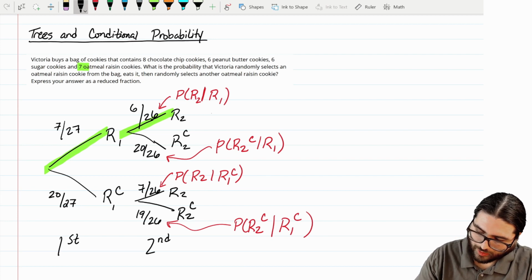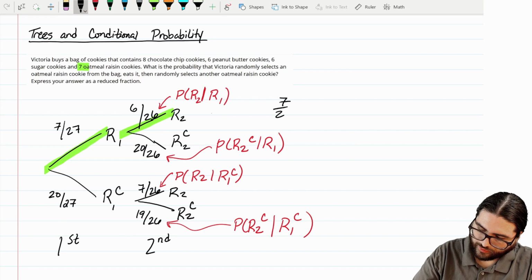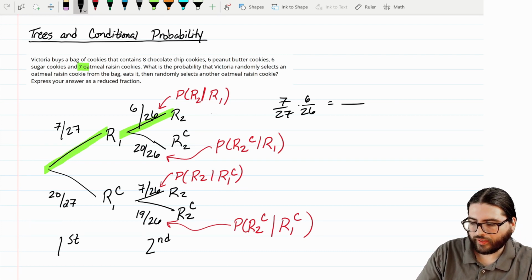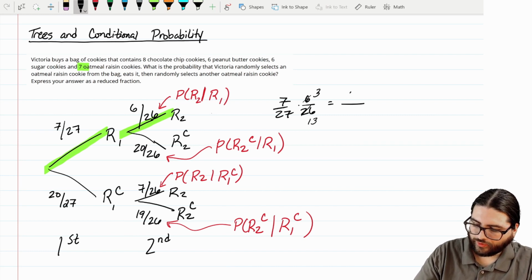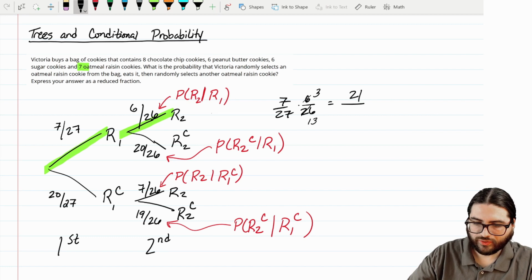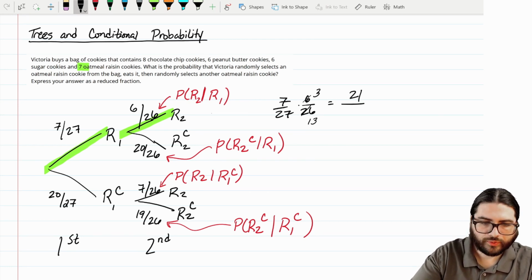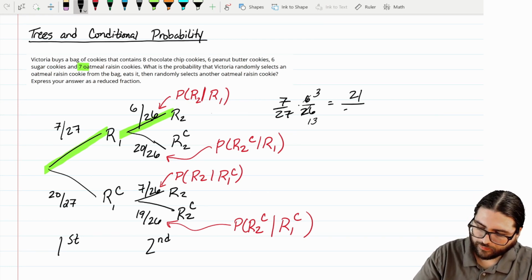And so the total probability here is 7 over 27 times 6 over 26. And if you wanted to do a little bit of reducing beforehand, the 6 and the 26 are divisible by 2, giving 3 over 13. So that is 21 over 27 times 13. 27 times 13 is 351 as a reduced fraction.